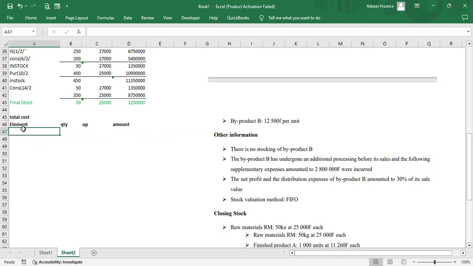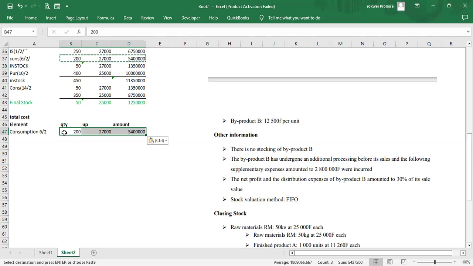So we are going to start with consumption. The first consumption that we had is when? On the 6th of February. On the 6th of February, our consumption was 200 units at this price. So I will just copy and paste here for us to save time, right?